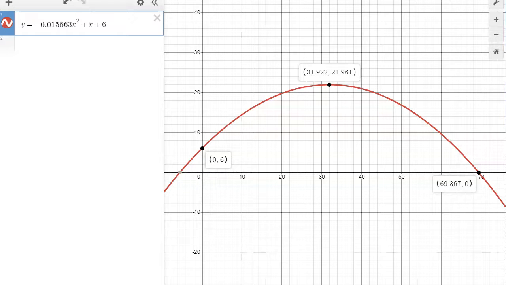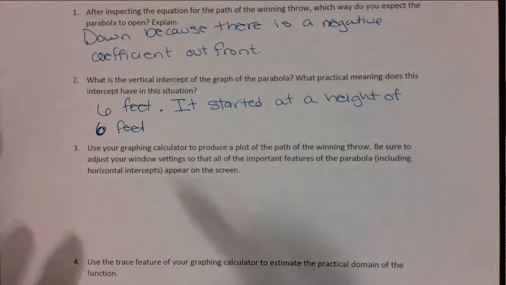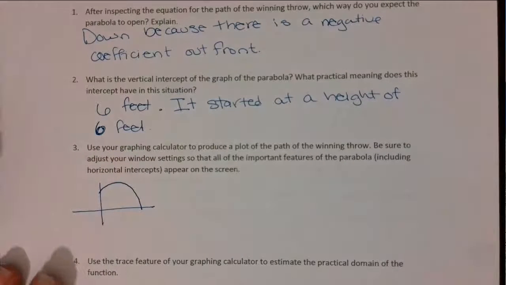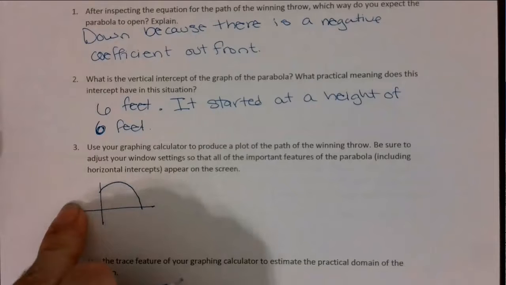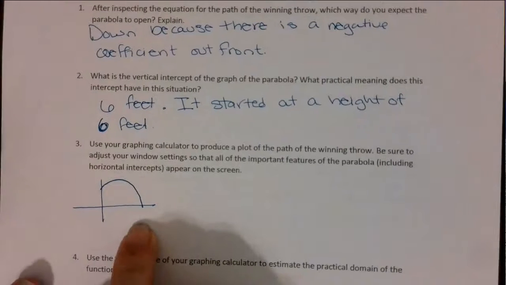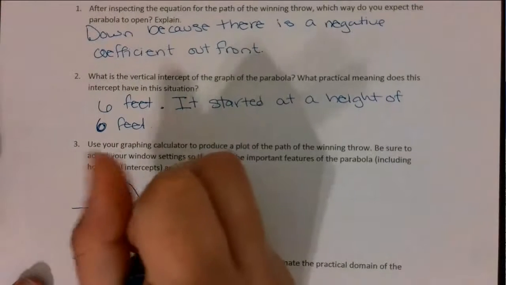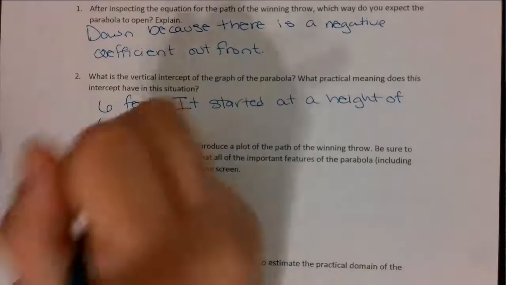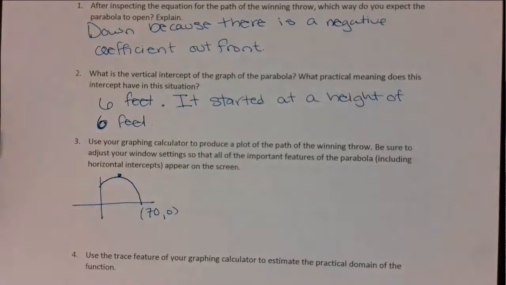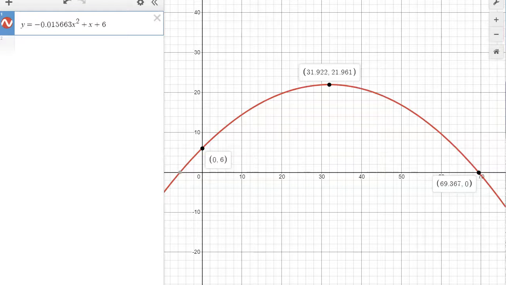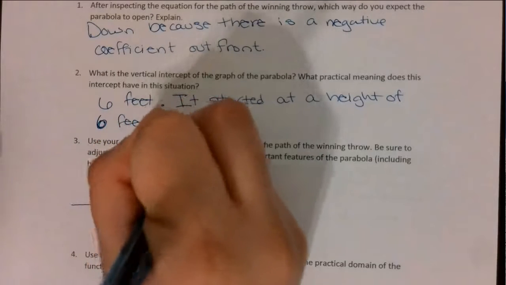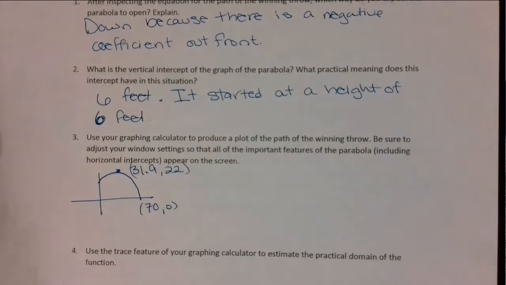It just wants us to sketch a graph on number 3, so I will go back to my paper. I'm only going to draw the parts that are important. Remember, we can't have negative time and we can't have negative height. The x-intercept was 70, and the vertex was 31.922, because of word rounds. Now we want to estimate the practical domain.